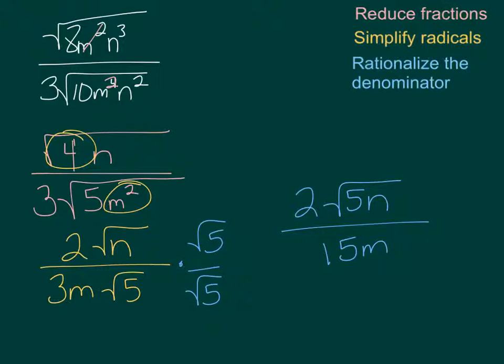Then do a final check. Check your radicals, see if they can be simplified. Make sure you have no fractions that can be reduced again. And then that's your final answer.